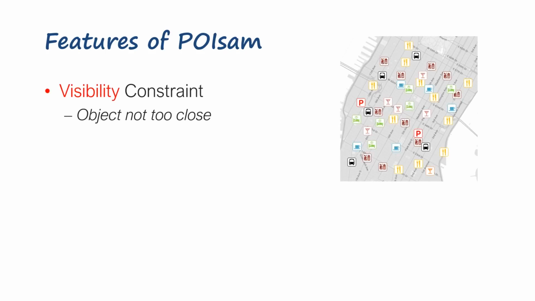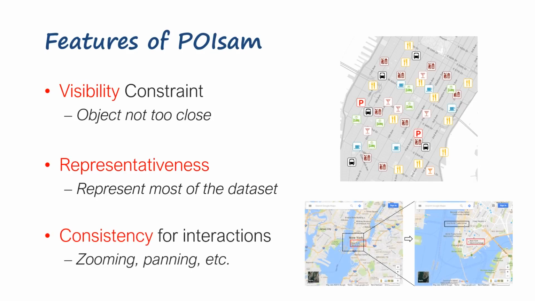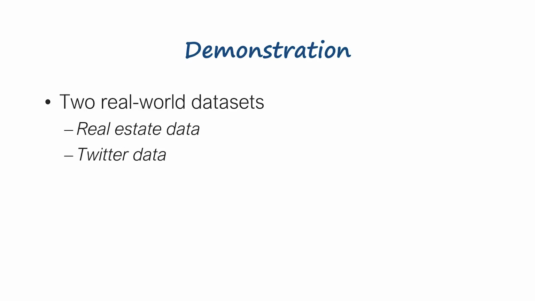Specifically, the system supports the following desirable features. First, objects shown should not be too close to each other. Secondly, the selected objects should represent as much of the dataset as possible. Thirdly, the selected objects should follow the consistency constraints after user interactions such as zooming and panning. We demonstrate the system based on two real-world datasets.